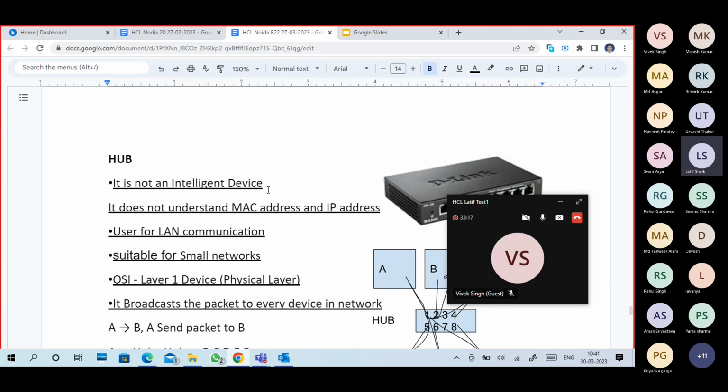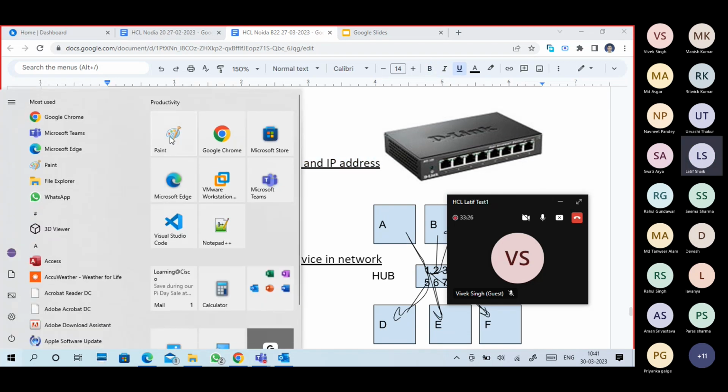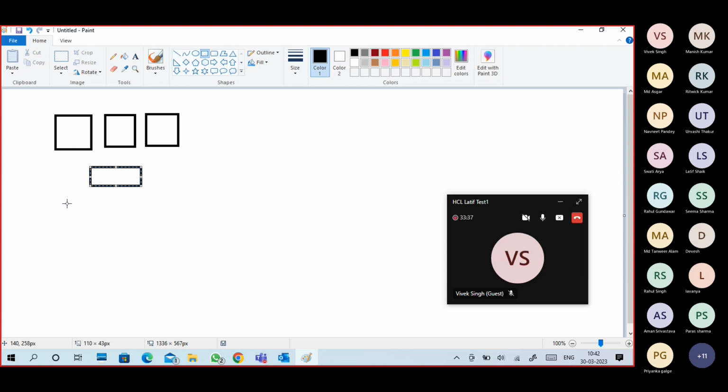So yesterday we discussed about a hub. A hub is a non-intelligent device. It does not understand any MAC address or IP address. So whenever a PC sends a message, devices connected to a hub, when they are communicating with each other, it broadcasts packets to every device.